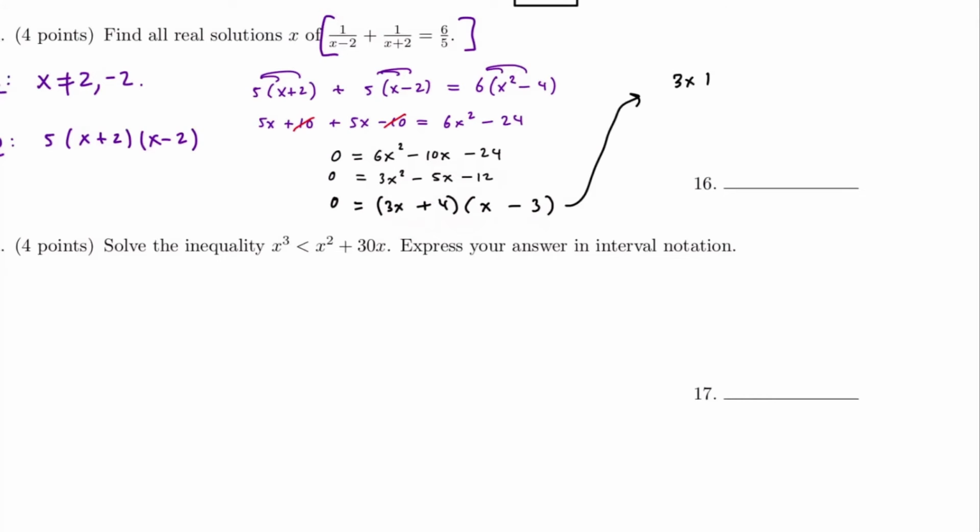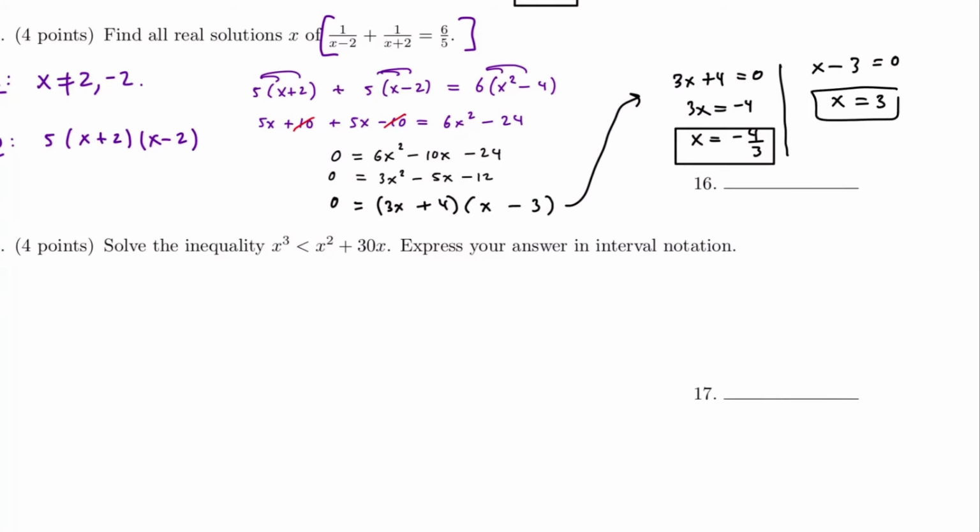So we'll get 3x plus 4 equals 0. Subtract 4 on both sides. 3x is equal to negative 4. Divided by 3, you get x equals negative 4 over 3. That's one solution. Then we got x minus 3 is equal to 0. Add 3 to both sides, you get x equals 3. All right, so we got two solutions.